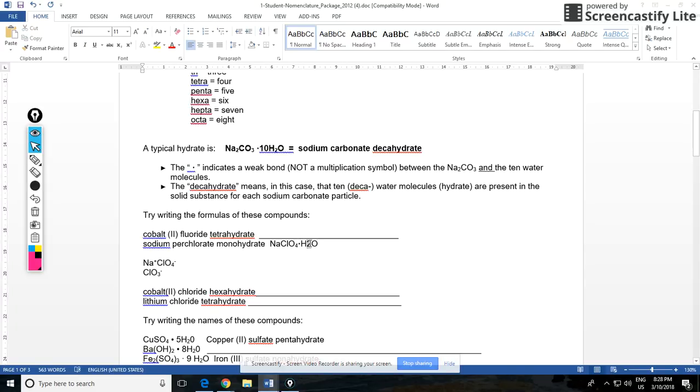And we have to take a look at how many H2Os we have. So since there's only the prefix mono in the front, that means there's one H2O, we can just leave it as is. So sodium perchlorate monohydrate.